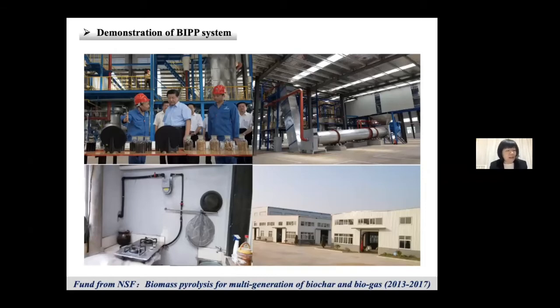So this is the demonstration plant near Wuhan, Hubei, China, which is funded by the Natural Science Fund. It has continually run for 4 years and provided gas for cooking for 3,000 families around it.